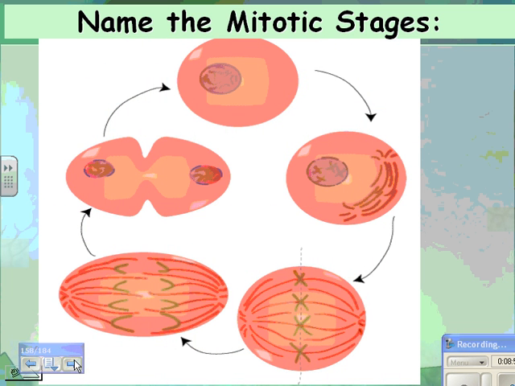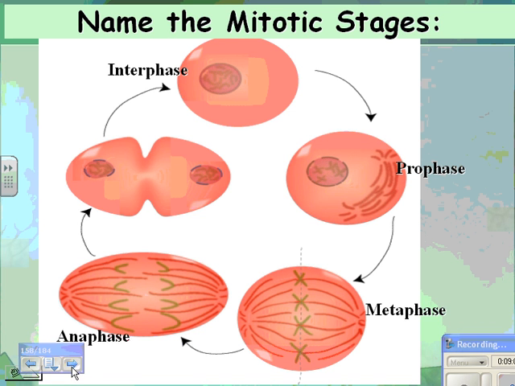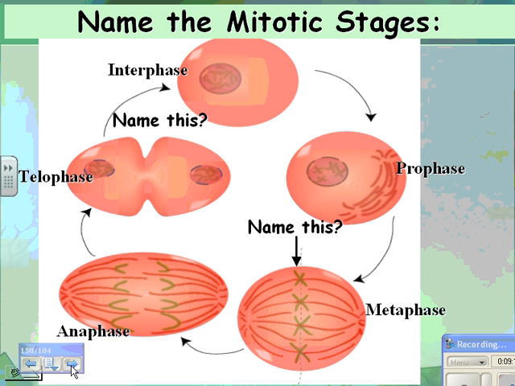Name the mitotic stages. Interphase is not a mitotic stage. Okay, so let's name them. Prophase is this first one. Metaphase is when they're in the middle. Anaphase is when they're pulling apart. And telophase is when you're getting two new nuclei. And here's cytokinesis. Name this. That's the equator. Name this. That's the cleavage furrow.